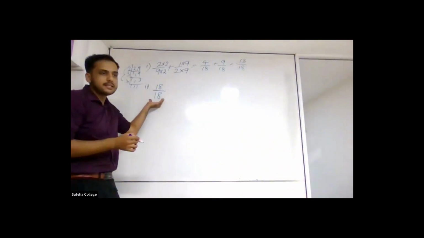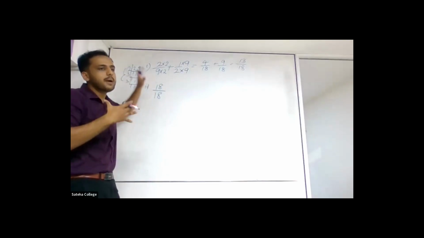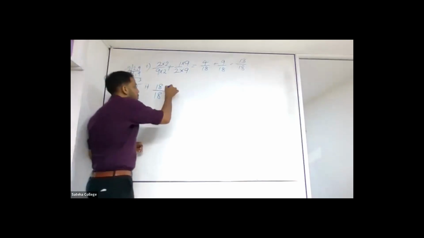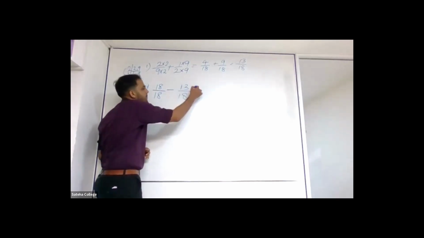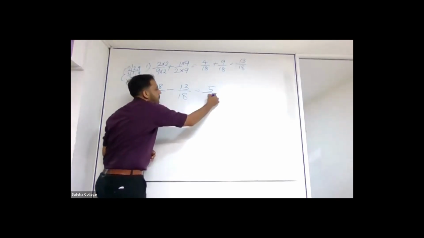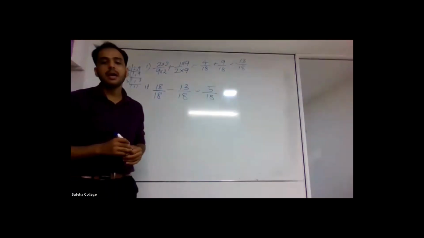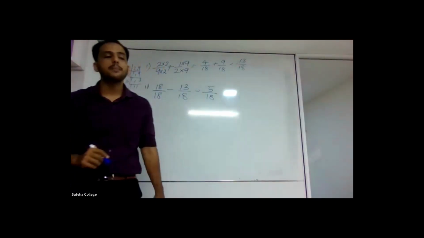This is the denominator, the total number of parts. We need 18 parts, so we put 18 in the numerator. We used up 13 parts. Out of 18, we used up 13 parts. Now what is remaining? The remaining fraction is 5 over 18.